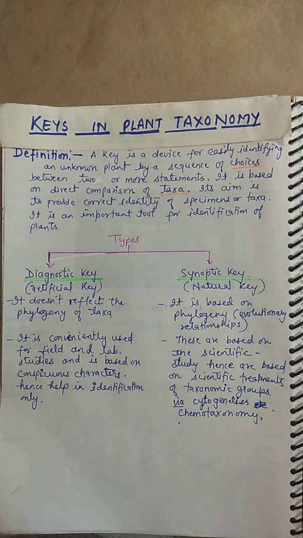During the identification of these taxa, a key plays an important role because a key is a device for easier identification of unknown plants by a sequence of choices between two or more statements. It is based on direct comparison of taxa and its aim is to provide the correct identity of a specimen or a taxon. It is an important tool for identification and has two types.